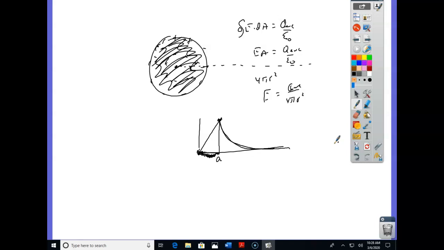Why isn't it 8? Isn't that because half of it has 0 electric field all the way until it gets to the surface? It's a conductor. There's no charge floating on the inside of the conductor. So it has to be nothing, nothing, nothing, nothing, boom, up to A.